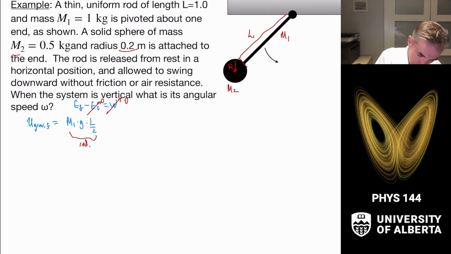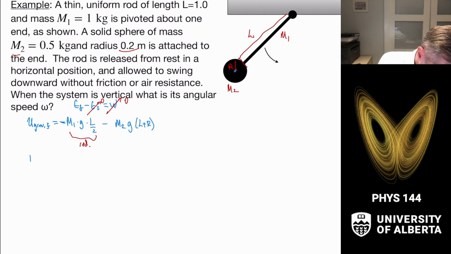Oh, and again, it's negative. And then the sphere drops a total distance, and its center of mass is going to end up a distance of L plus R down from where it started. So then I can say this is minus m2 g (L plus R). And that's how far it has fallen, and that gives me my gravitational energy.